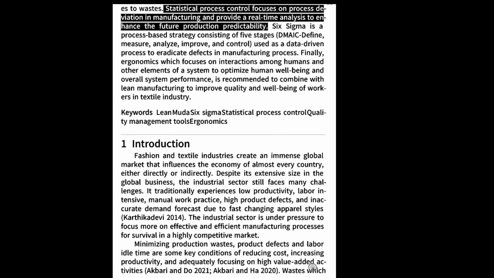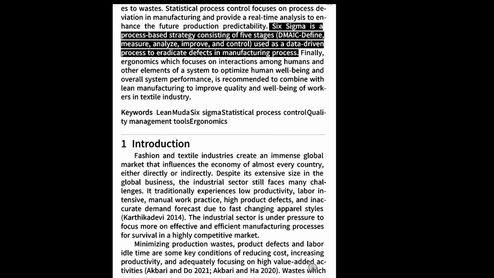Statistical process control focuses on process deviation in manufacturing and provides a real-time analysis to enhance future production predictability. Six Sigma is a process-based strategy consisting of 5 stages, DMAIC: define, measure, analyze, improve, and control, used as a data-driven process to eradicate defects in the manufacturing process.